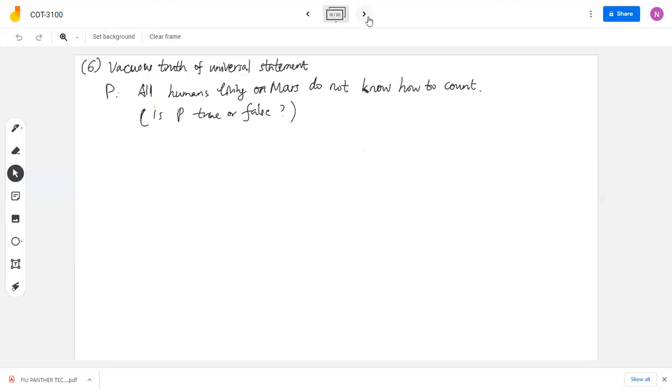The difficulty is we know there are no human beings living on Mars. So how can I know this is true or false? This is called vacuous truth of a universal statement. Our convention is that for such a statement, we always take it to be true. One way of seeing the reason is to look at the negation of P. If the negation of P is true, the original P is false. If the negation is false, then the original statement should be true.